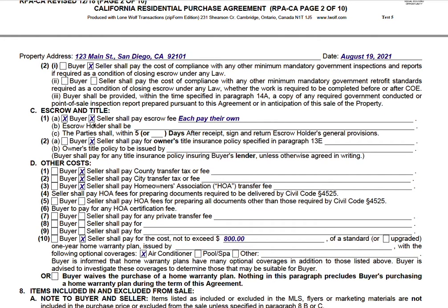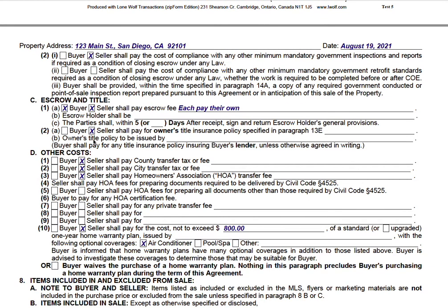I have this filled out in a manner that's customary for Southern California, where each party pays their own escrow fee, and the seller pays for the owner's title policy for title insurance. If you're in Northern California, it varies county by county. Even sometimes within counties, there's a customary variance. I'll put a link, but we have a guide, and you can request this from me in email, that shows what's customary for every county in the state of California.